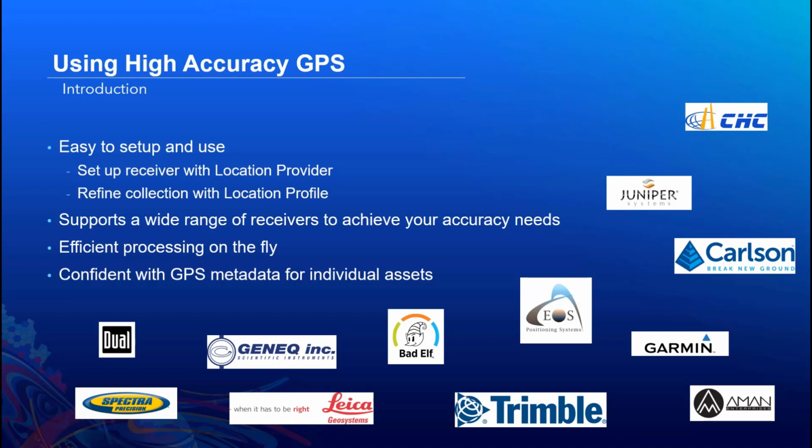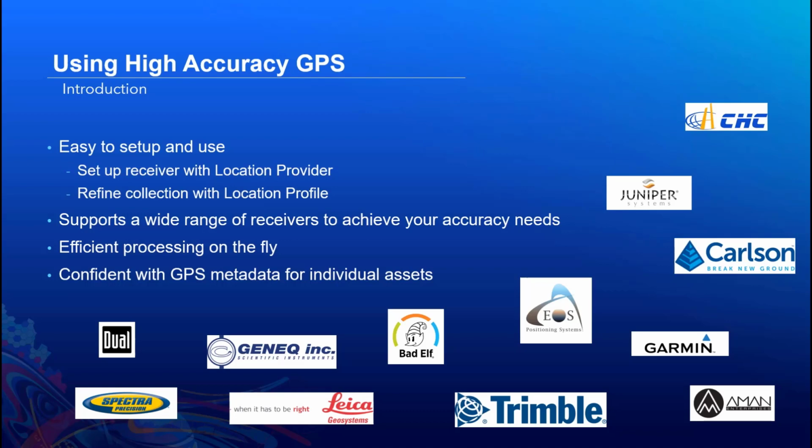There are two sections within the app settings to focus on. The first is the location provider, where you add and connect to your receiver. And the second is the location profile, which may be necessary if you are utilizing a correction service that introduces a datum transformation.